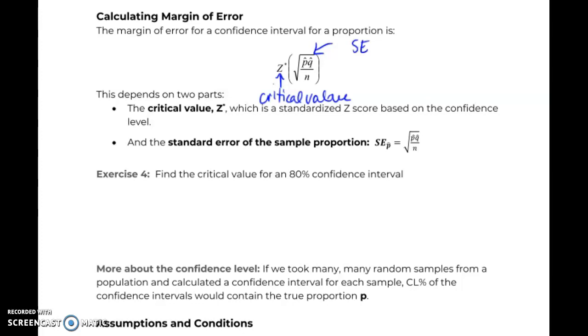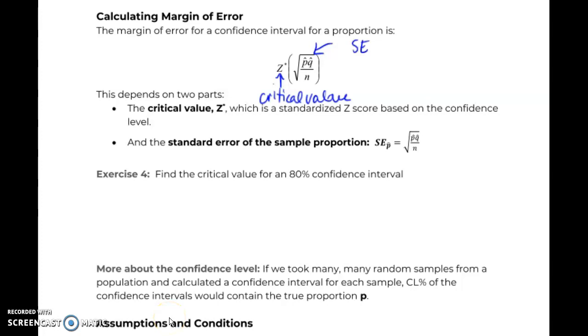So basically we have a standard error, which estimates our standard deviation, and we have a critical value, which is a value that separates likely from unlikely values. Those values are typically numbers that are close to 2.